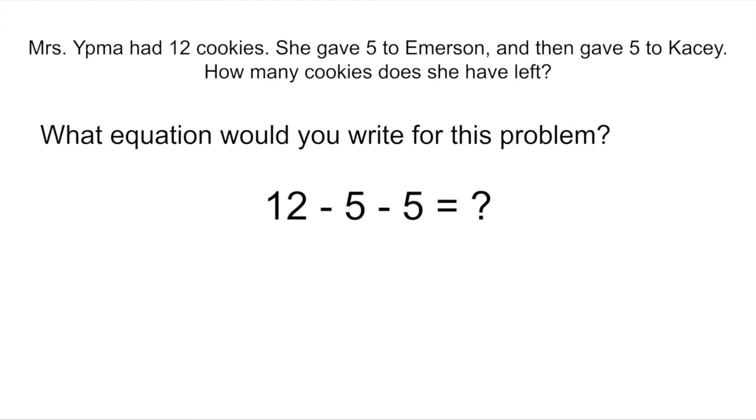Here's the digits in an equation. We started with 12 cookies. Then Mrs. Itma gave 5 cookies away to Emerson. And then she gave 5 to Casey. 12 minus 5 minus 5. The question we need to figure out with the question mark is how many cookies Mrs. Itma had left at the end.